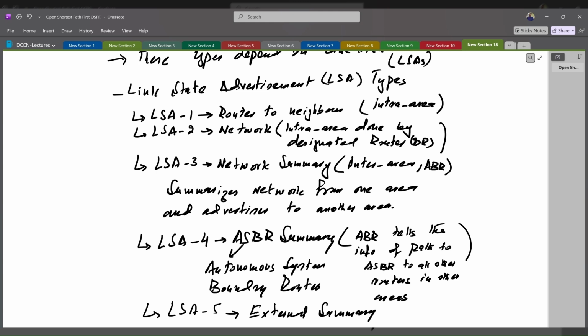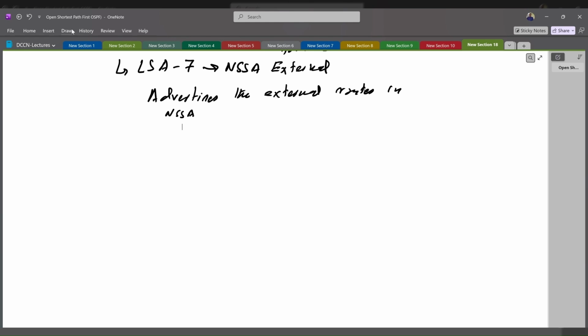I want to say, at the moment our concern is with these LSAs only. So we do have LSA 6, LSA 8, LSA 9, 10, 11 as well. Okay, should we move on? No worries. So now, with the help of a scenario.